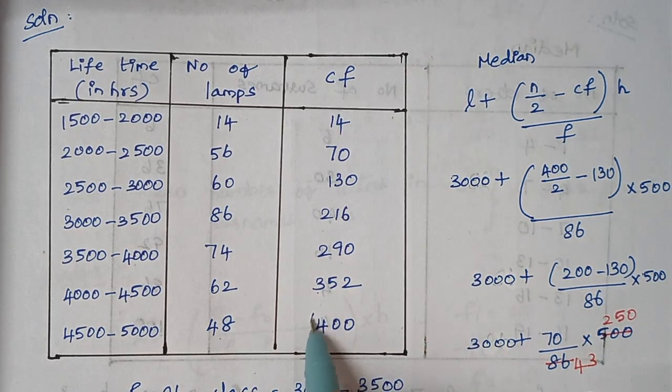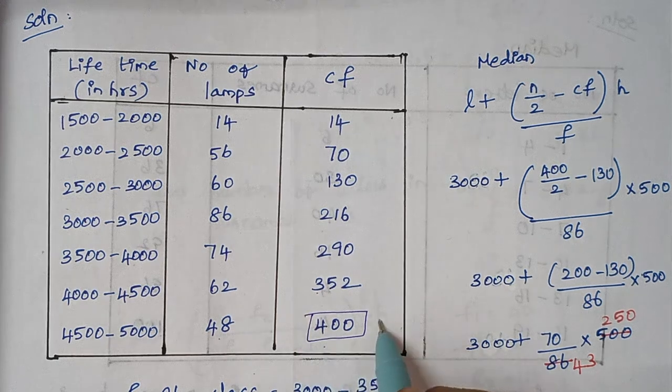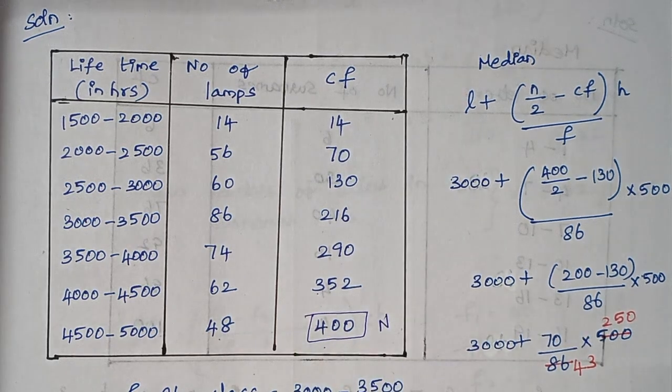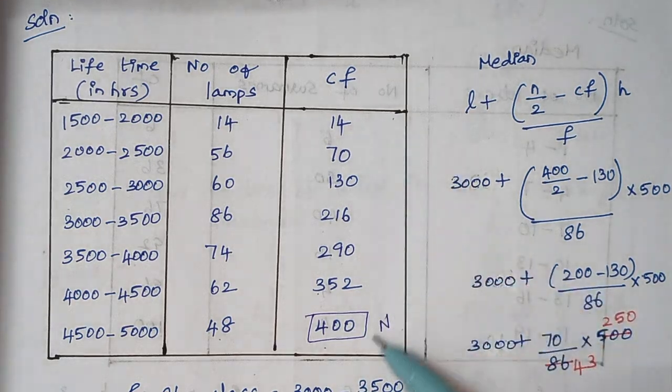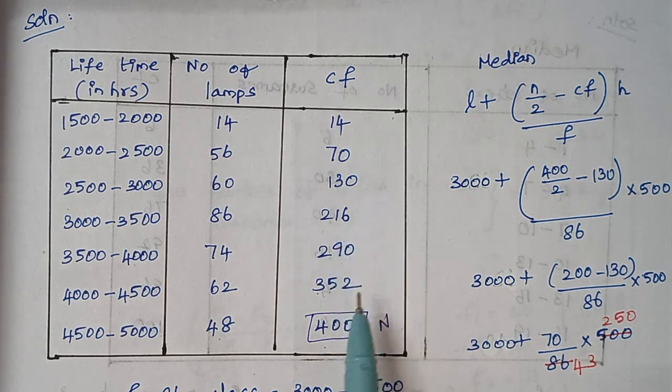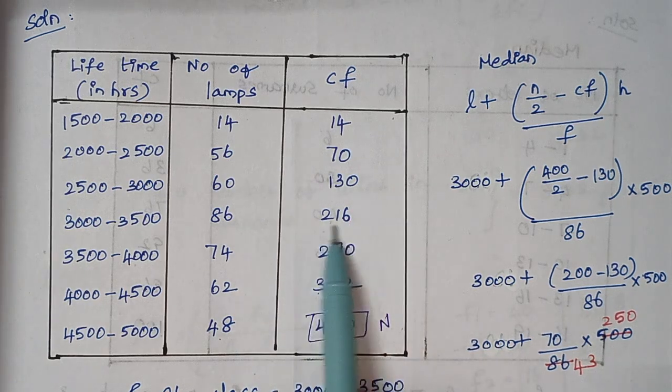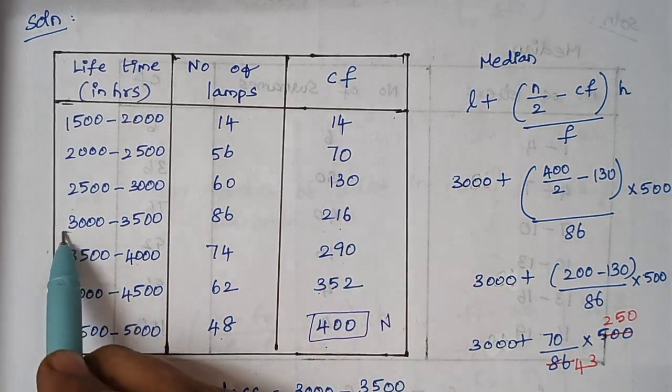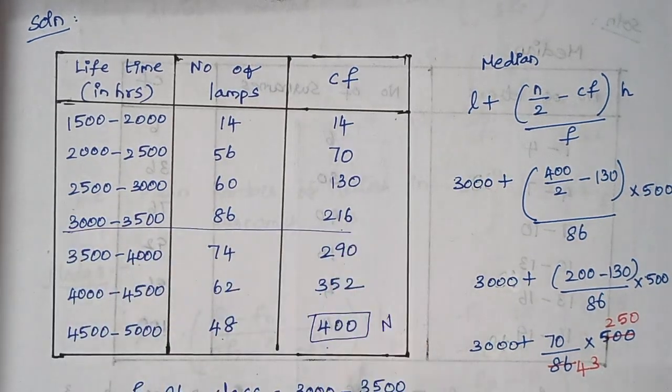So here, what is the value of N? The value of N is 400. Then what about N by 2 here? Here the value of N by 2 is 200. So in this cumulative frequency, you have to find a number which is just greater than 200. So what is the number which is greater than 200? It is 216. So now you have to consider this row.